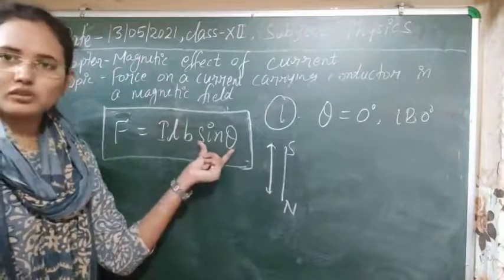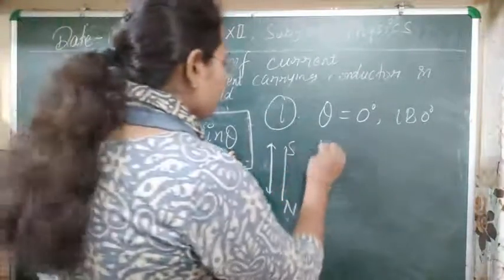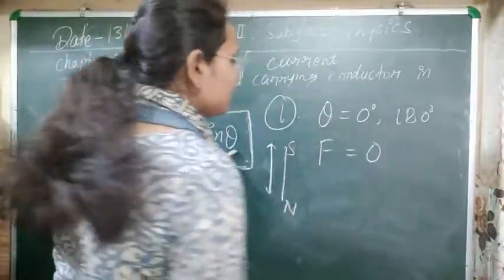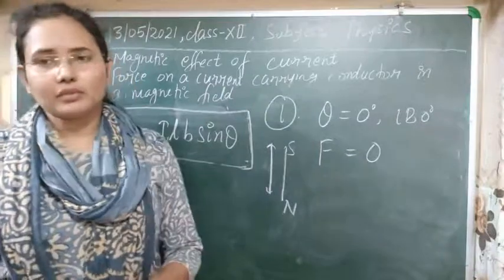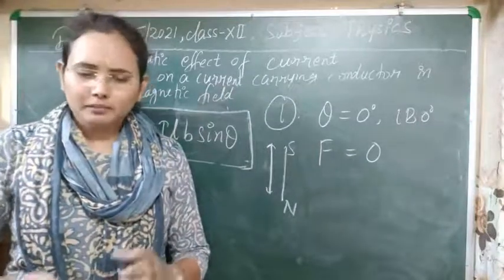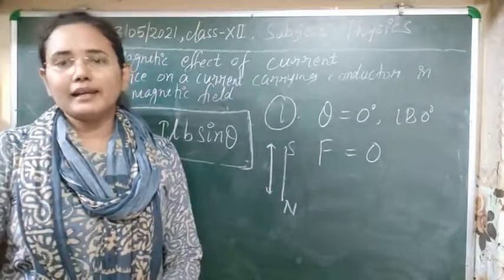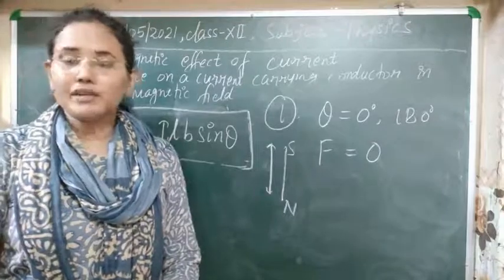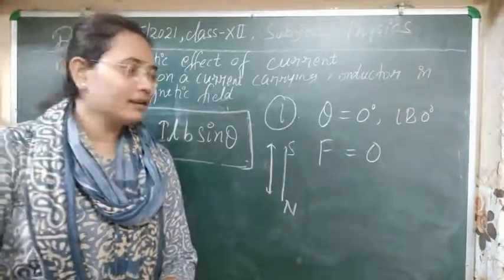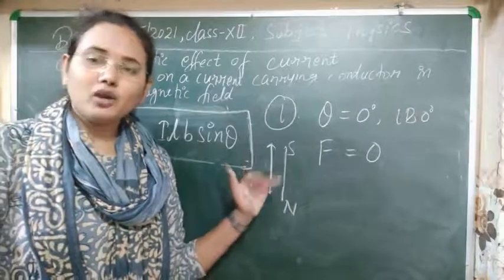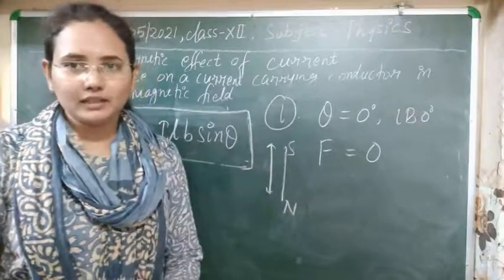Sin 0 is 0, sin 180 is 0. It means that the force experienced by the conductor will be 0. So if we want to keep a current carrying conductor in a magnetic field and we don't want it to experience any kind of force, then we can just keep it parallel or anti-parallel to the magnetic field.